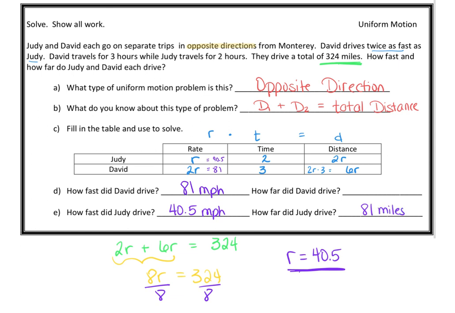He traveled 6r, 6 times 40.5, or you could just say 3 times 81. Either way, you could multiply his rate and time, 3 times 81, or you could say it was 6r, 6 times 40.5. Either way, what is he going to drive? 243 miles. And I've answered all the questions at this point.